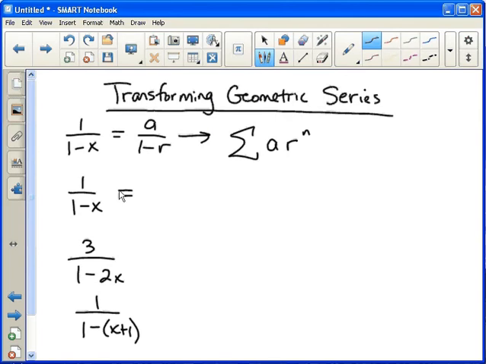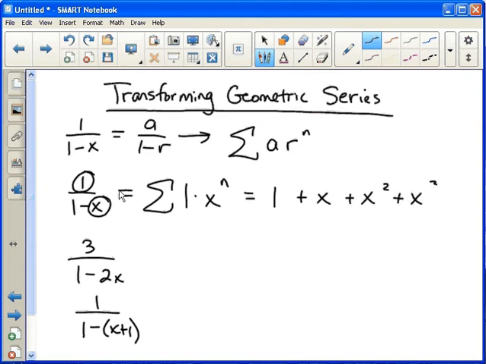Okay, so remember, what's on top is your a, and what's being subtracted goes in for r. So this one would simply be 1 times x to the n. So we know that series, and you can expand it and write out the terms if you want. It'd be, let's see, 1 plus x plus x squared plus x cubed, and so on. You don't have to do that, just trying to show you that it's still a series. But you can write it in series notation by simply following this pattern of a over 1 minus r.